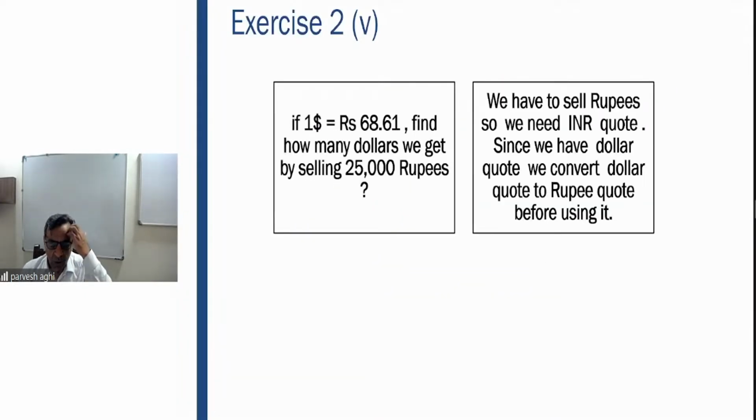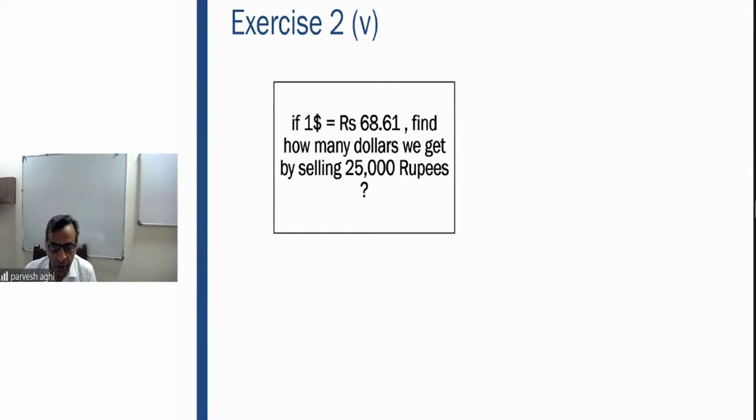Now, $1 is equal to say 68.61 rupees. This is a very old quote, about 3-4 years back. How many dollars do we get by selling 25,000 rupees? Again, in this question, since we have a dollar quote, we need to convert it into a rupee quote before answering, or we can simply take 25,000 and divide by 68, and we'll get the same answer.